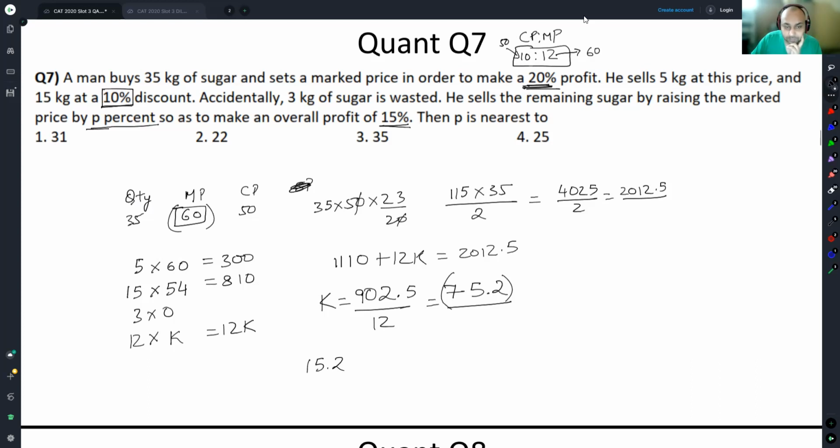There is roughly a change of 15.2 on a base of 60 by 100. Because the question was he sells the remaining sugar by raising the marked price by P%. This has been raised by how much percent? It has been raised in quantity terms by 15.2. In percentage terms, this should roughly be equal to 25. Therefore, option 4, slightly more than 25, but very, very close to 25. Is this understandable, people, what I've done?